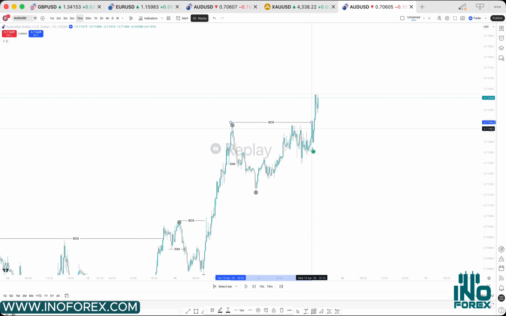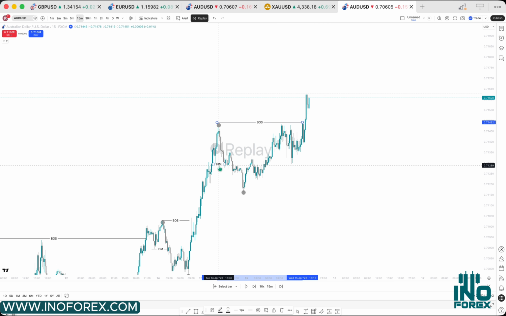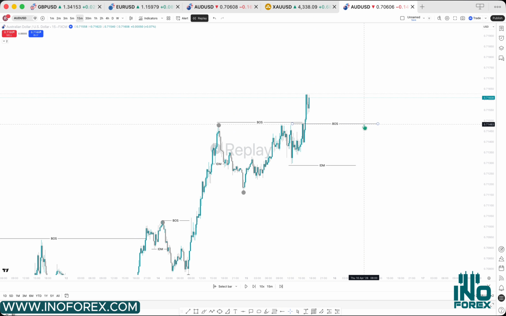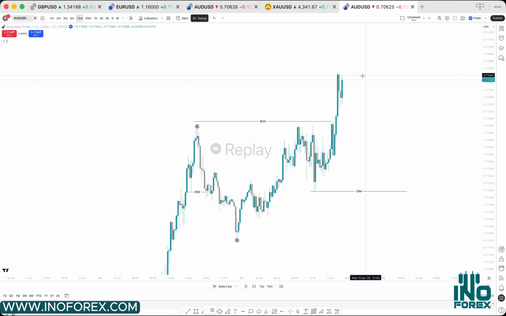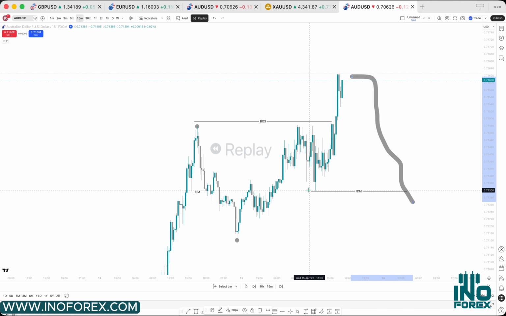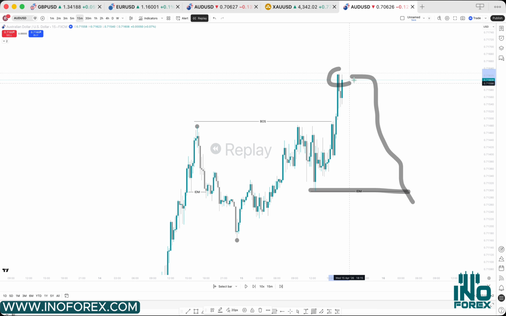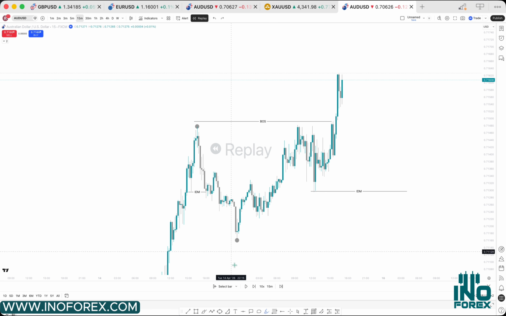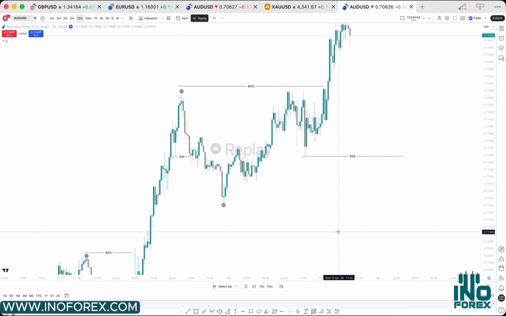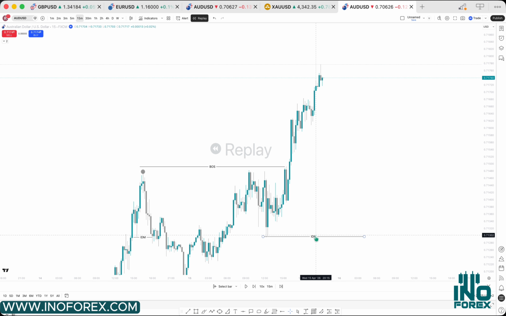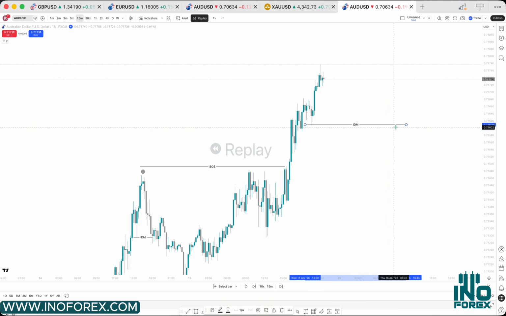Here market is still bullish. After break of structure, we're going to mark an inducement. The next inducement is this. This is inducement. If market returns and takes this low, we will mark a higher high. So here market creates another pullback. We are going to move our inducement. This is the next inducement.